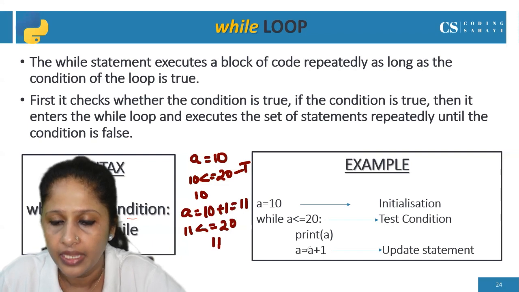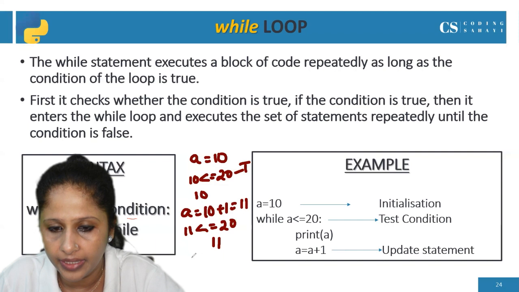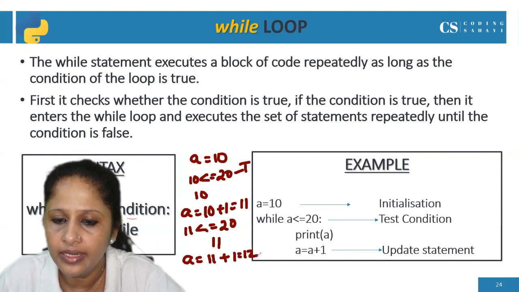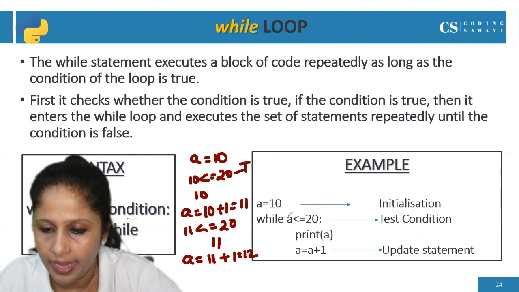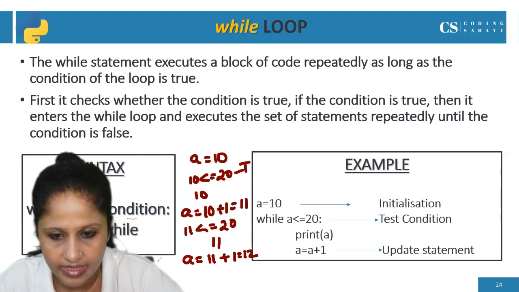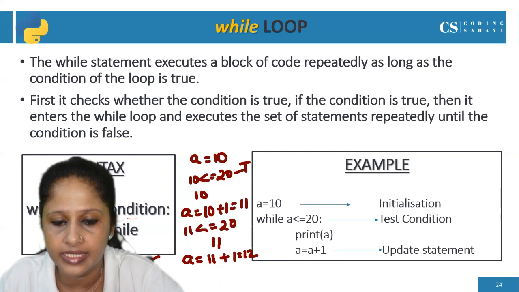That is 11. Then a equal to a plus 1. That means the value of a is incrementing. That is a equal to this 11 plus 1. So you will get 12. Again going back and checking whether 12 less than or equal to 20. Is it satisfied? Yes, it is satisfied. So printing 12, then incrementing a by 1, that is 13.